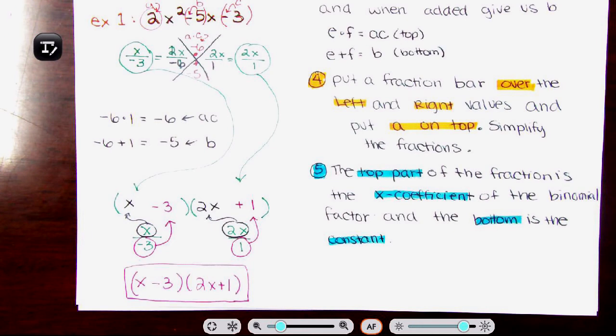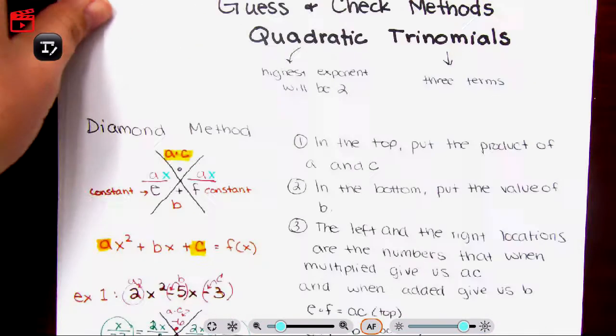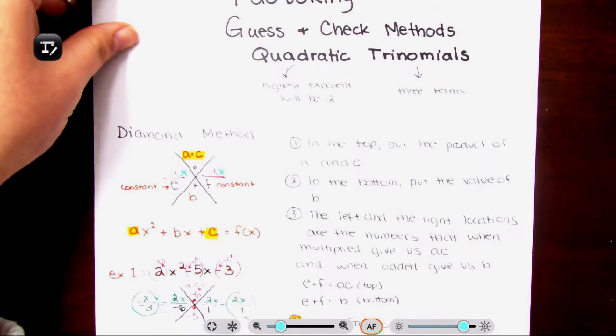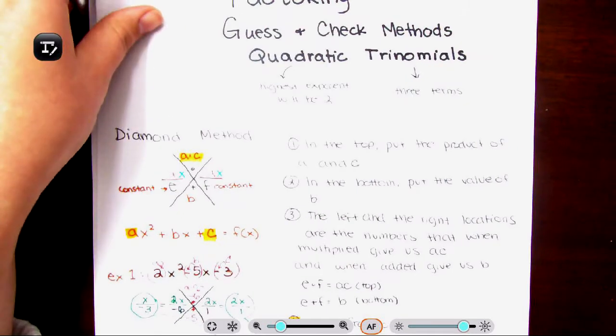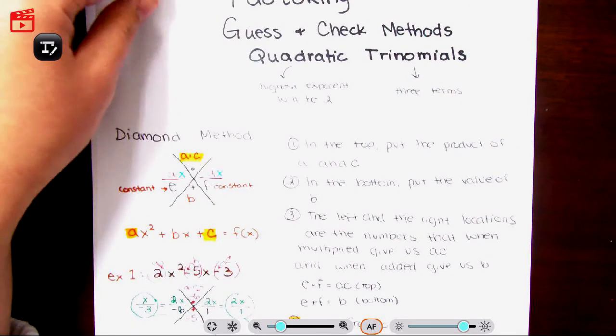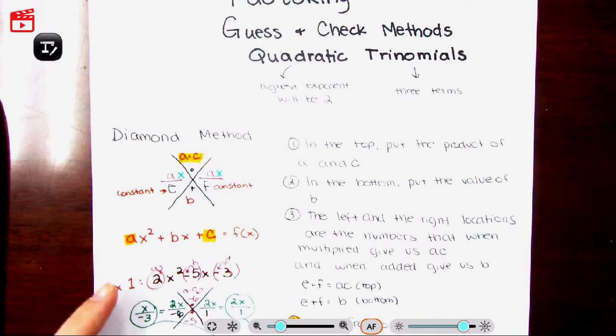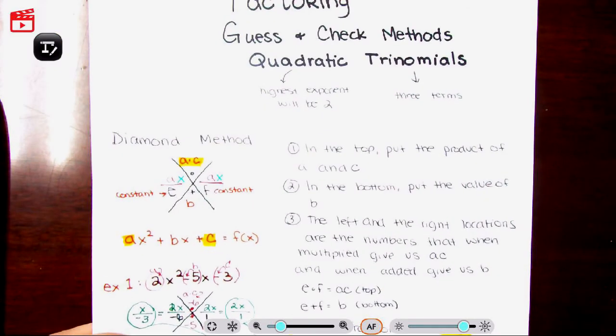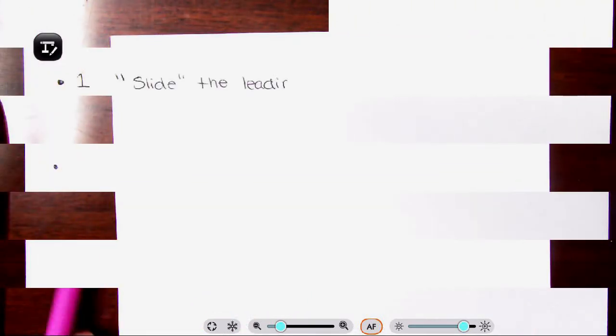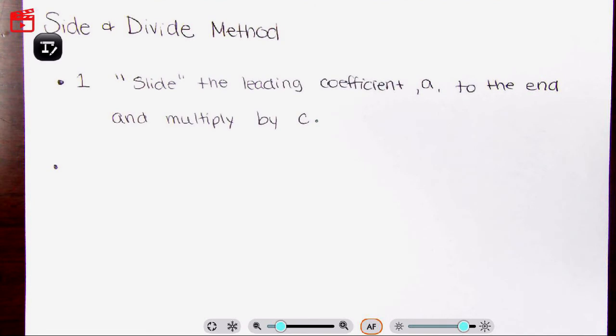Option number 2 is called the slide and divide. So let's do option number 2, slide and divide. My recommendation for you: pick one of these methods and only do one of these methods. Don't learn both of these methods. You're going to get confused. Choose one method, either the diamond method or the slide and divide. I always recommend choosing either the diamond method or this method.